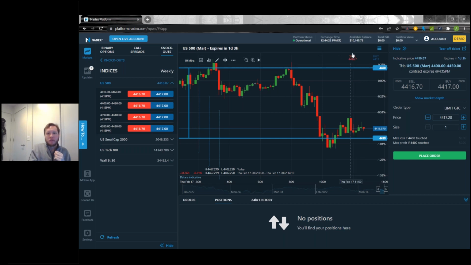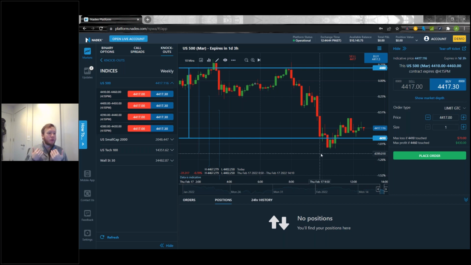You can also choose buy or sell here at the top, or in any of these places at the top right on the deal ticket itself. So you can choose your buy or your sell side. Let's get into a buy side contract here real quick. We'll get into a buy side on this 4410 to 4460.